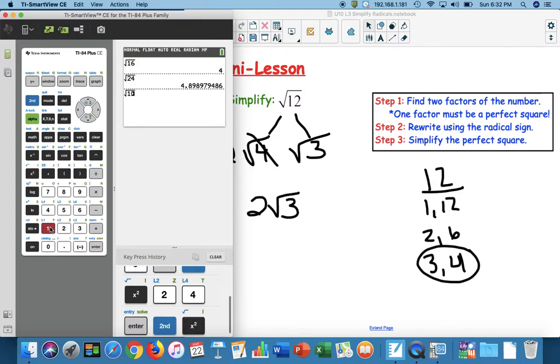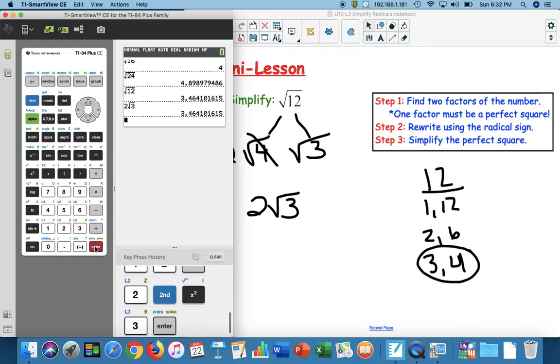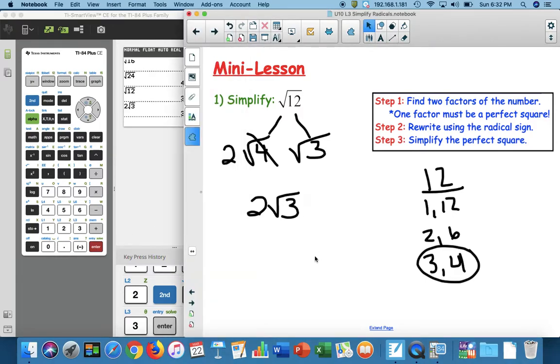Square root 12, see what you get. You get this nice long decimal. And then type in the answer you got, 2 square root 3, and press enter. It should be the identical decimal. All right, so as long as it's identical decimal, that means that you got this correct.